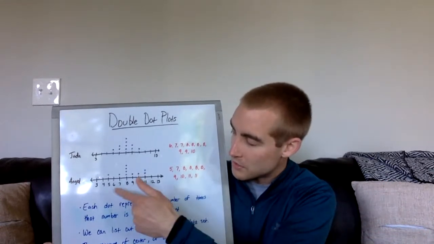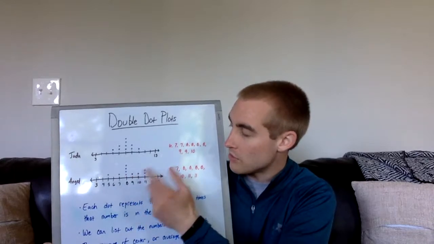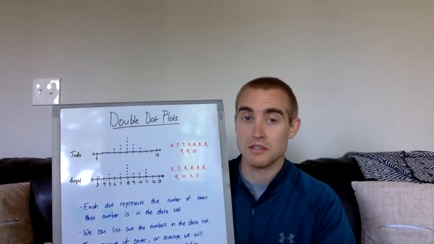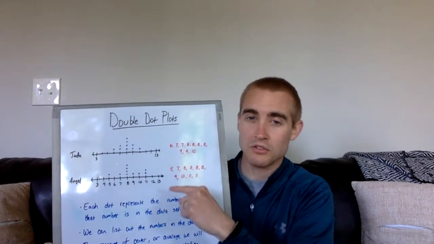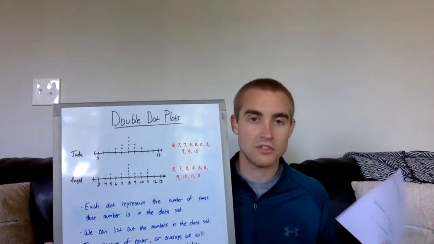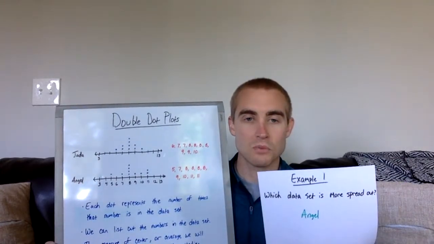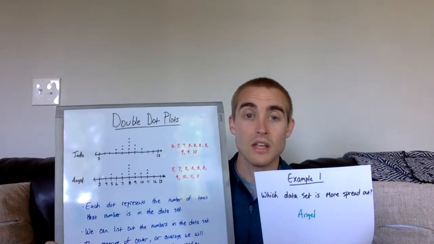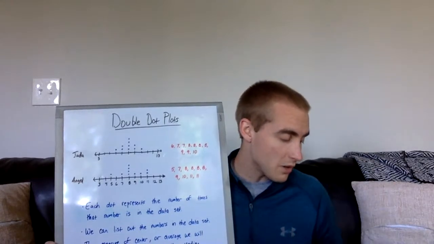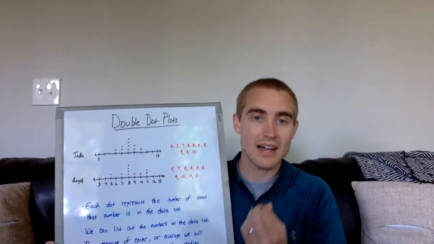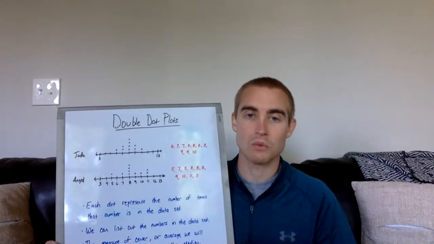So 11 minus 5 would be 6. For Jada, she's doing just 10 minus 6, which is 4. So Angel's is more spread out than Jada's. So which data set is more spread out? The first question, that would be Angel. Second question, which person has a higher average number of hours worked?